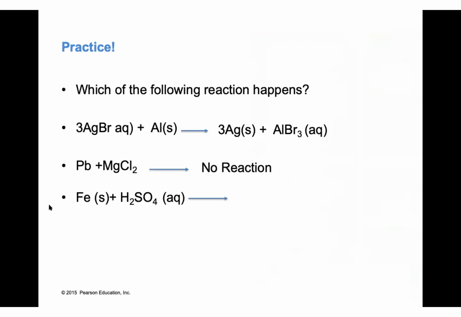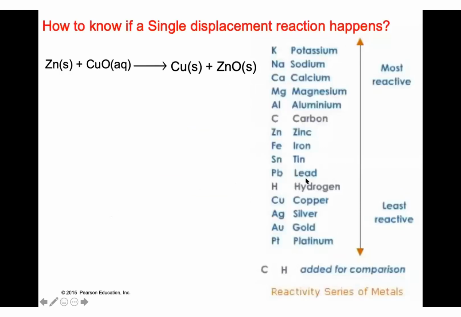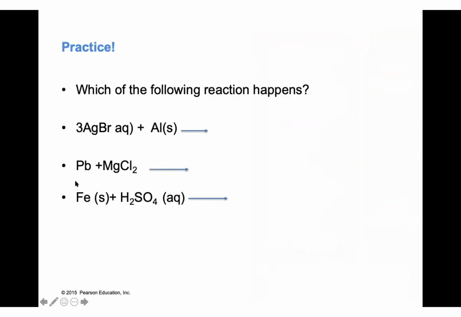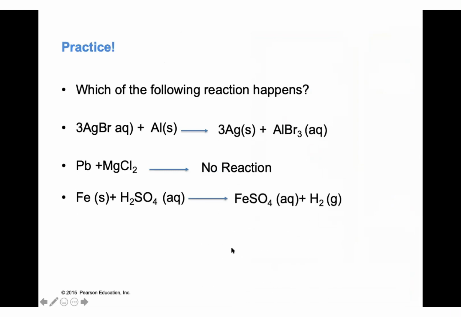Okay, what about Fe and hydrogen? Because the cations here are hydrogen and Fe. Look at hydrogen and Fe. Hydrogen is here and iron is here. Which one is more reactive? Fe. Is iron alone? Yes, it is alone. So the reaction is happening.